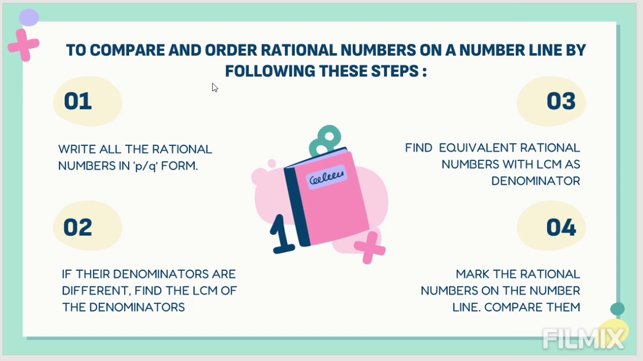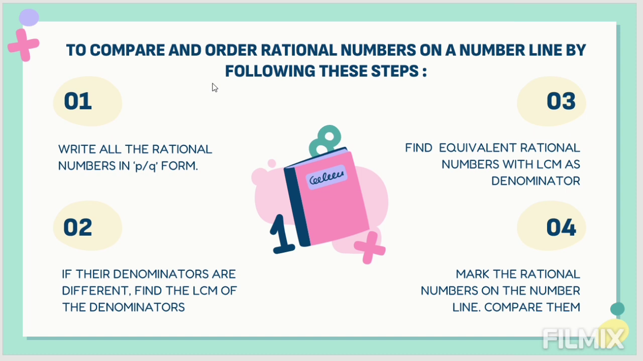Thank you. So as we learned that rational numbers can be represented on a number line, let us learn how to do it by following these easy steps. First, write all the rational numbers in p by q form. You have learned the definition of rational numbers. Remember that all rational numbers are those numbers which should be in the form of p by q, where q is not equal to 0.